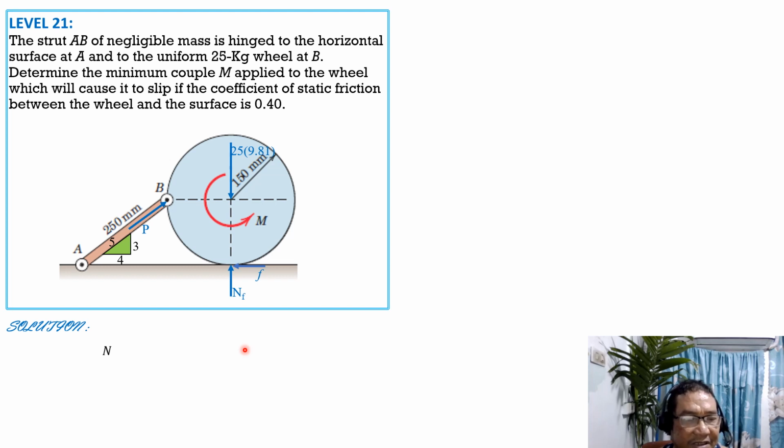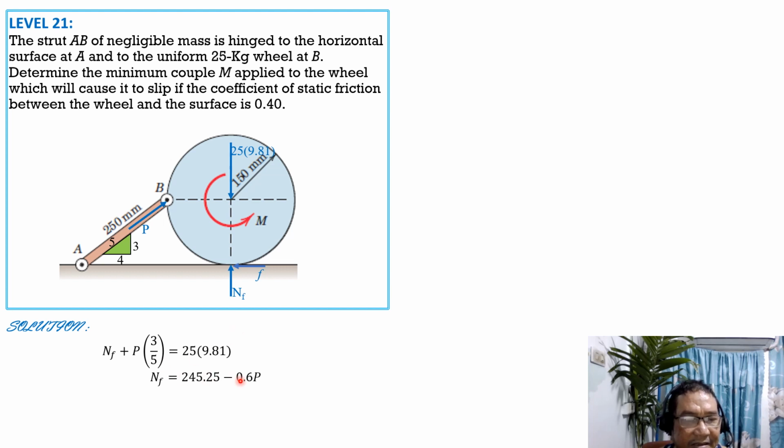So first, summation forces vertical equals 0. So NF plus P times 3 over 5, the vertical component of P, equals 25 times 9.81. NF therefore is equal to 245.25 minus 0.6 of P.